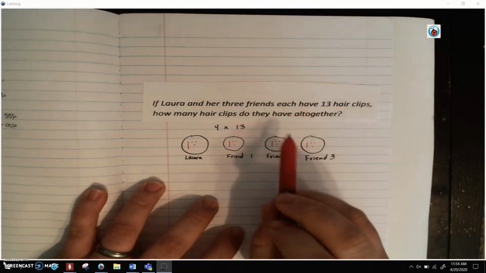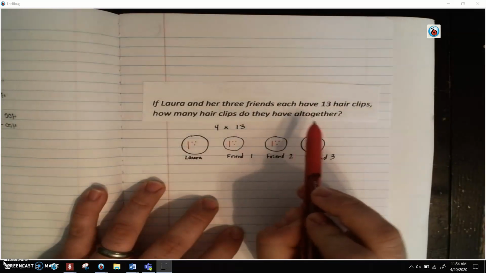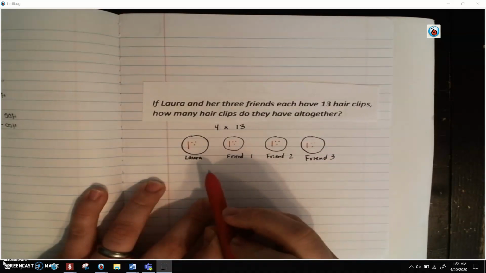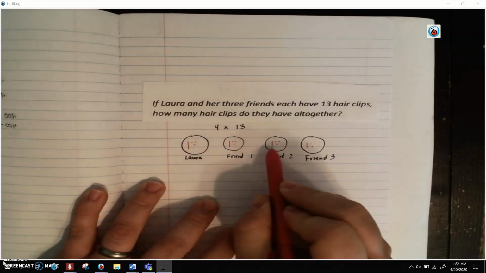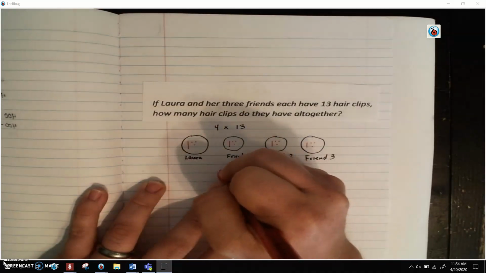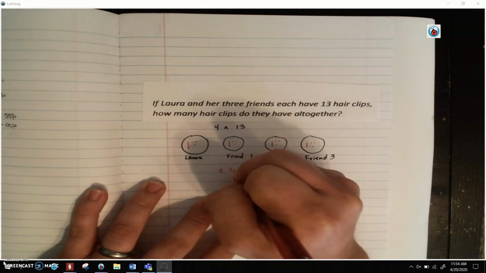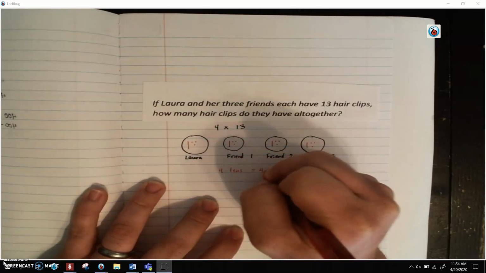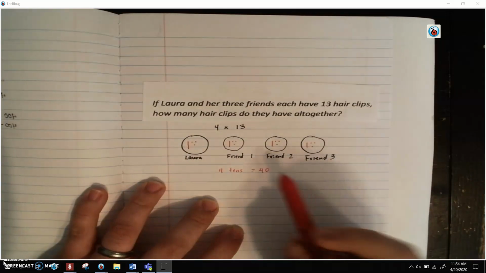So now I need to figure out how many they have all together. So I'm going to count up my 10s first. I have 10, 20, 30, 40. So I have 4 10s, and that equals 40. And now I need to count up my 1s.